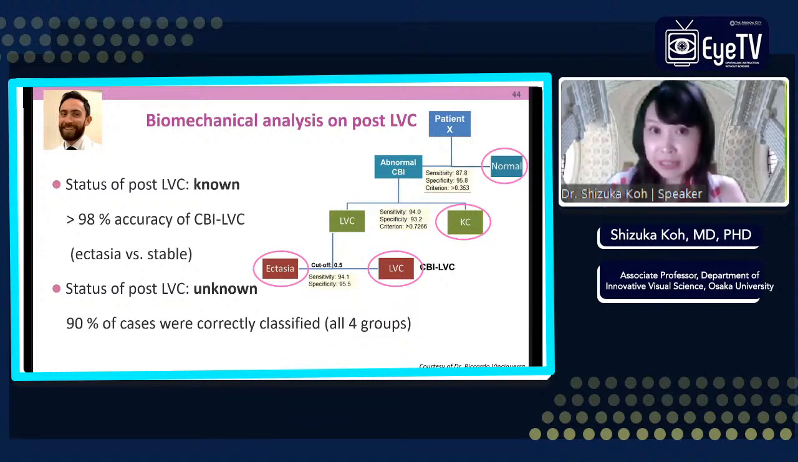According to the recent multicenter study data from my good friend, Dr. Ricardo Vinciguerra, actually I am also part of this study. If the status of post-LVC is known, it can tell ectasia or stable with more than 90% accuracy. If the status of post-LVC is unknown, 90% of cases were correctly classified into normal, keratoconus, or ectasia after LVC, or stable after LVC. These 4 groups.